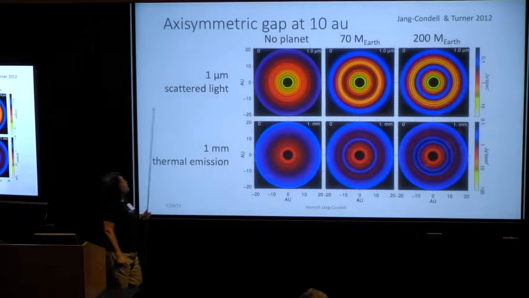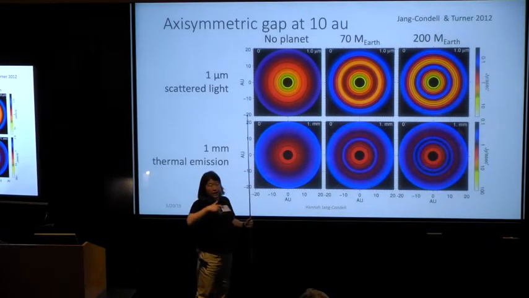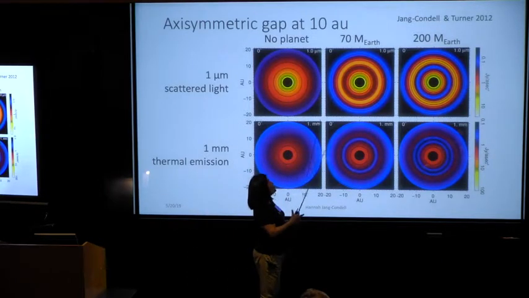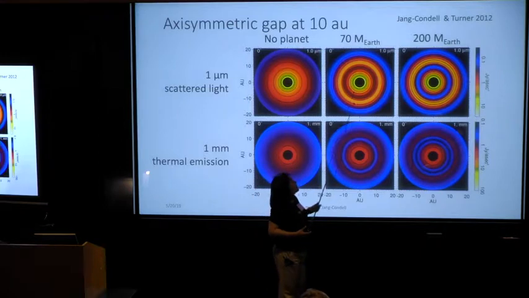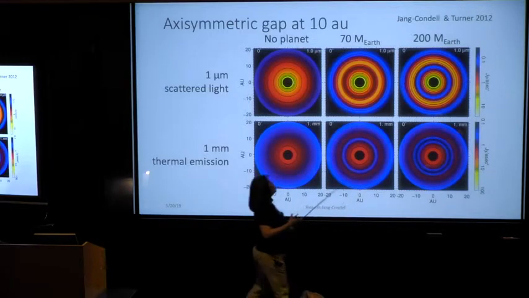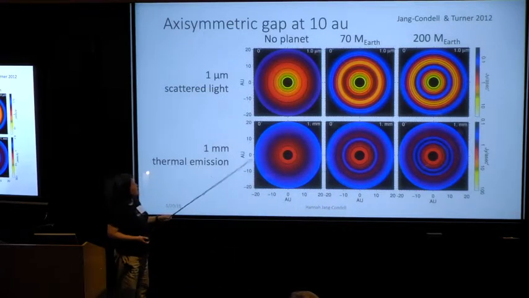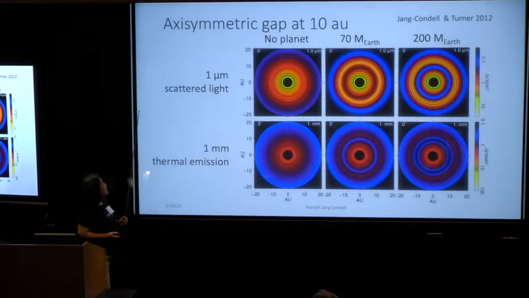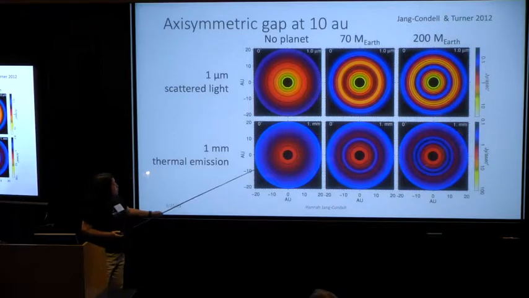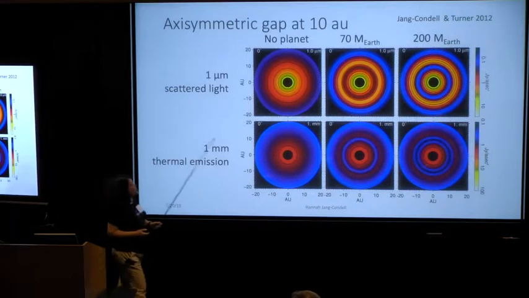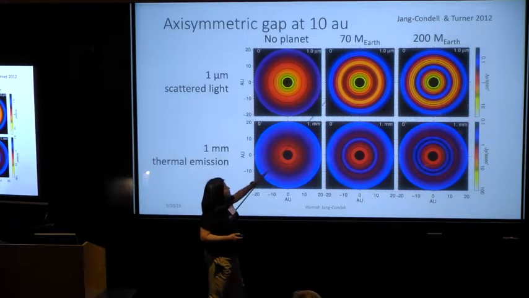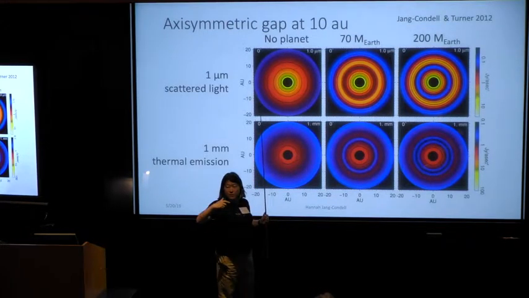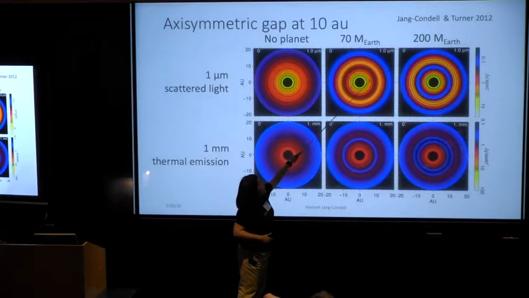Okay, and so if I take these disks and put in an axisymmetric disk, axisymmetric gap equivalent to, in this case, a 70 Earth mass planet and a 200 Earth mass planet. These are planets at 10 AU, and this top row are 1 micron scattered light images. This bottom row are 1 millimeter thermal emission images. And so you can see, again, at 1 micron, you're seeing light scattered from the surface, and you can see the shadow created by the gap.